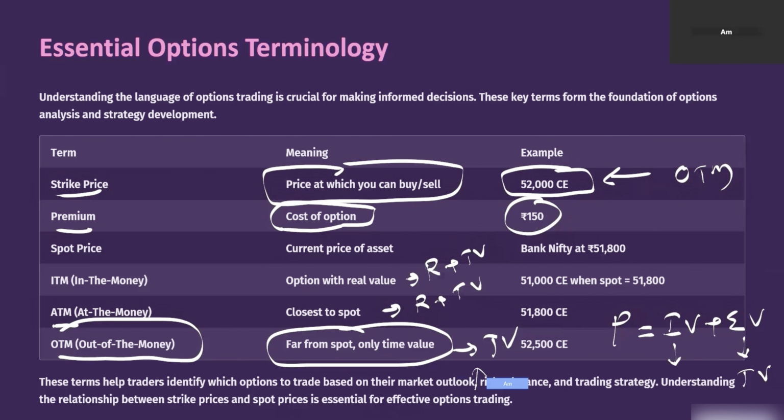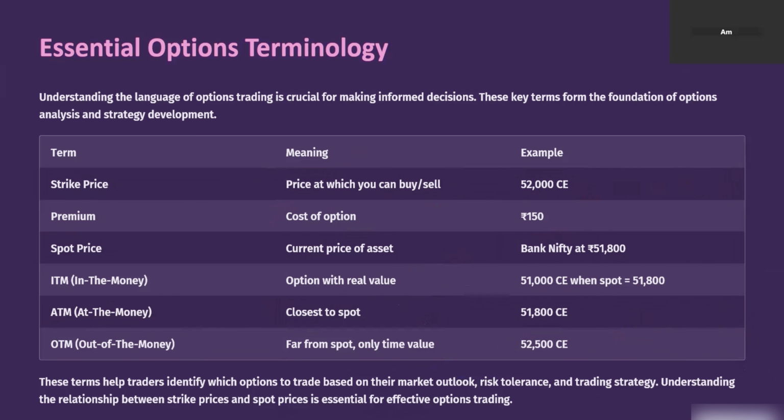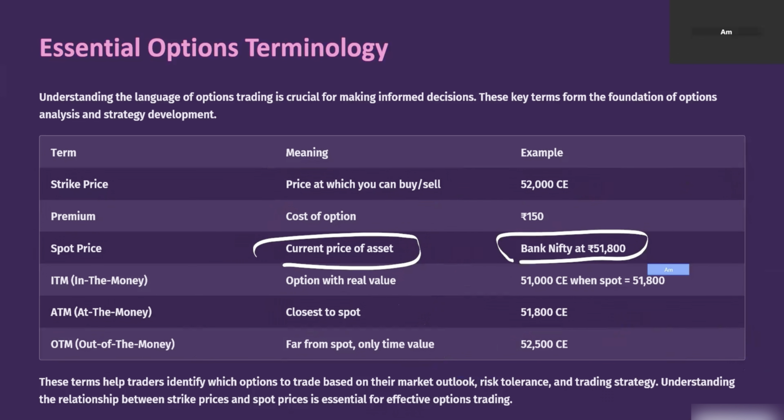At the money means the one which is close to the spot price. So then what is the spot price? Spot price is the current price of the asset. So let's say Bank Nifty is trading at 51,800. 51,800 is the spot price. Let's say if it is trading at 54,825, this is the spot price. Okay, so if the market is bullish, when you talk about the futures price, there will be some premium.